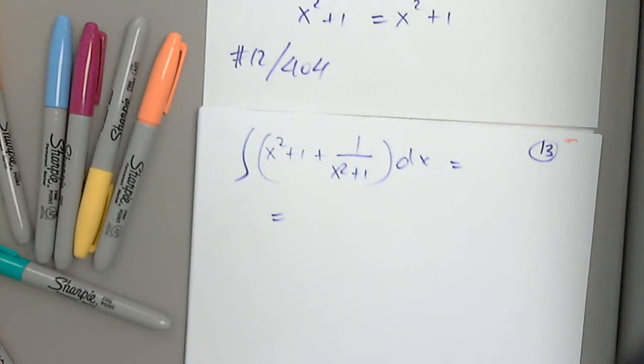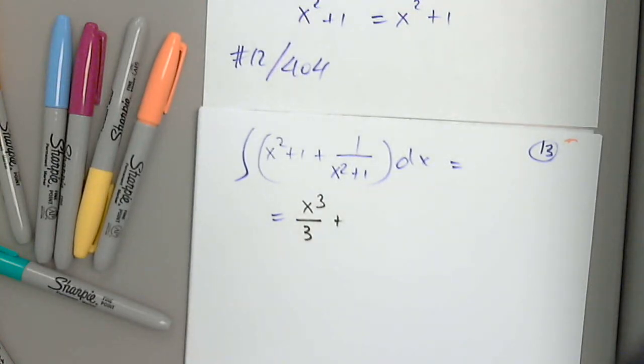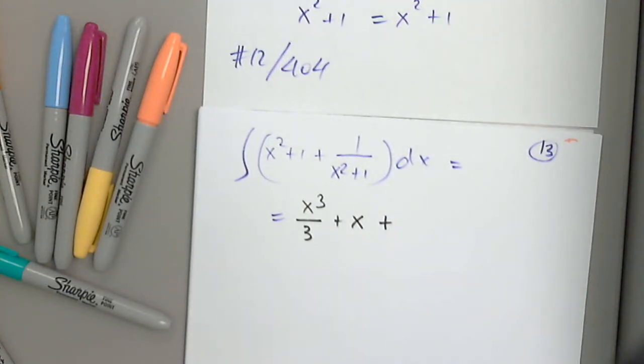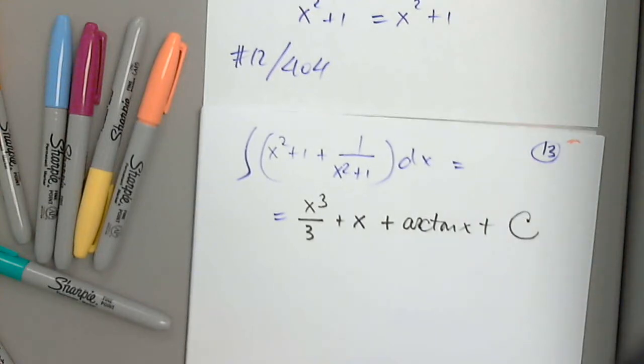Which function prime is x squared? X cubed over 3 plus. Which function prime is 1? X. Excellent. Plus. Which function prime is 1 over x squared plus 1? Arctangent x plus a constant c. Very good. When we differentiate arctangent, remember this is a very important piece, especially for Calc 2. Arctangent prime is 1 over x squared plus 1. So we can differentiate both sides and we will get the same thing.